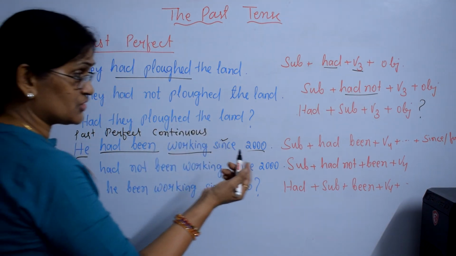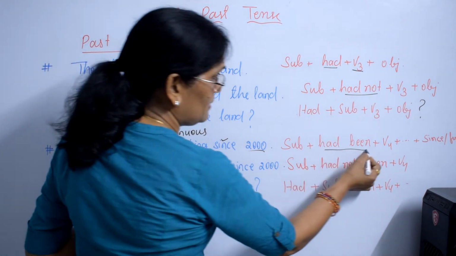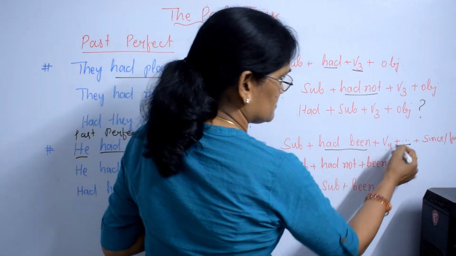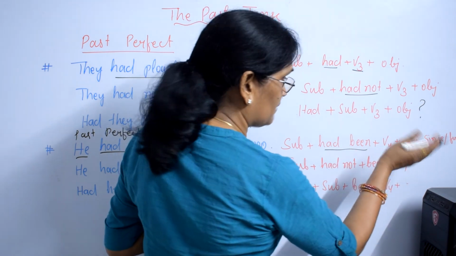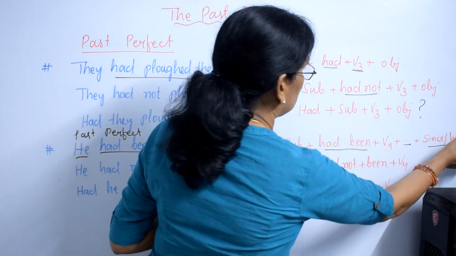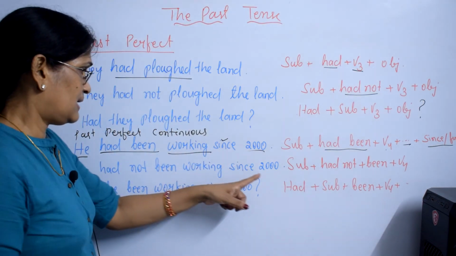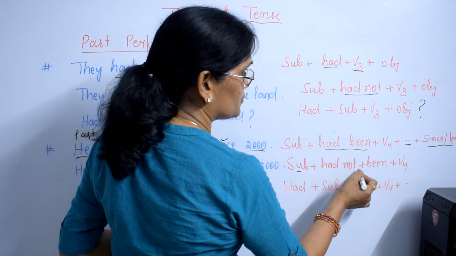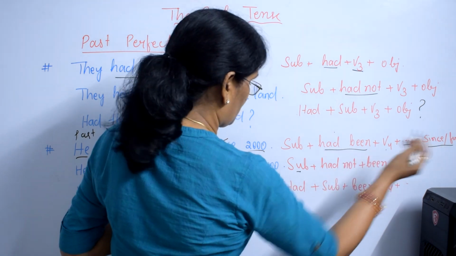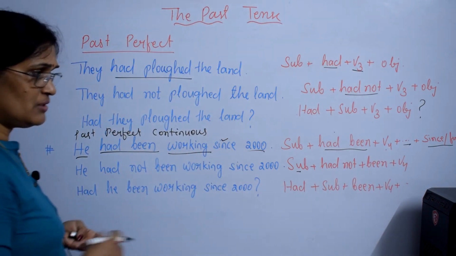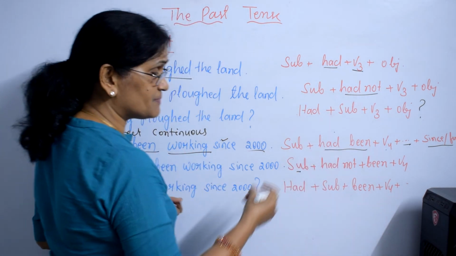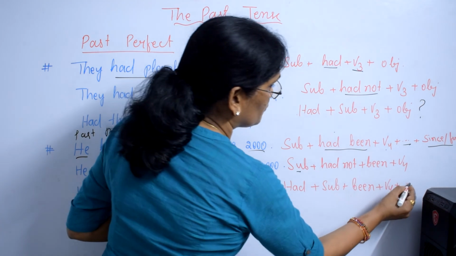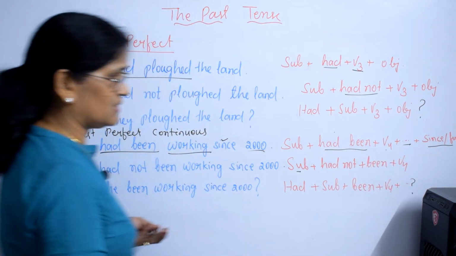So what is the structure? Subject plus had been plus V4, the ing form of the verb, plus any noun or adverb, anything, then since or for, then time comes. Then negative structure: subject plus had not. After had you use not: hadn't been plus V4. Then interrogative structure: take had, the first auxiliary, to the front: had plus subject plus been plus V4, then question mark. Right?